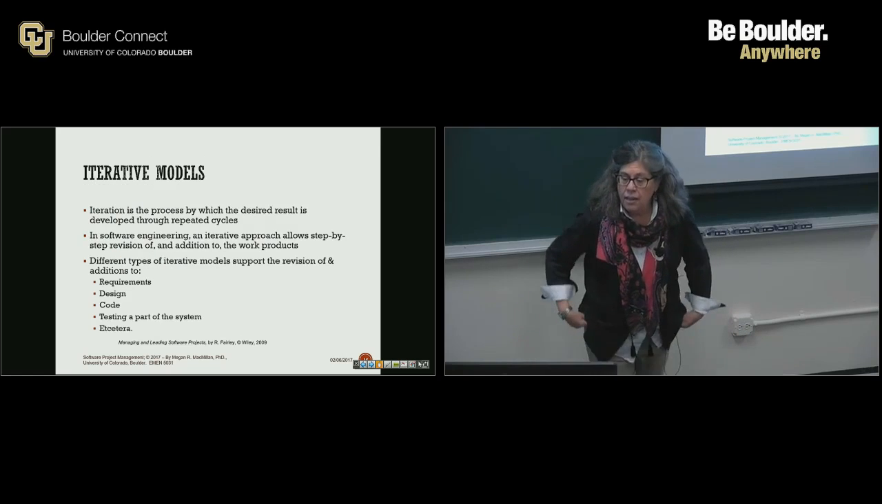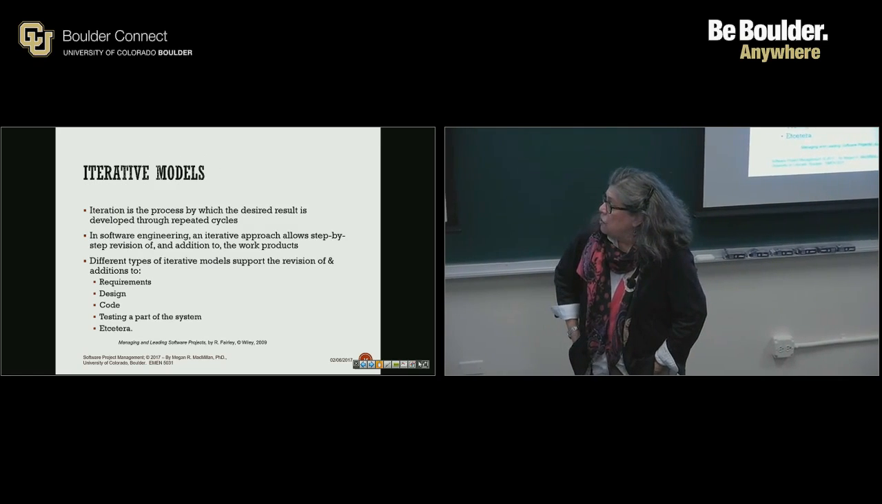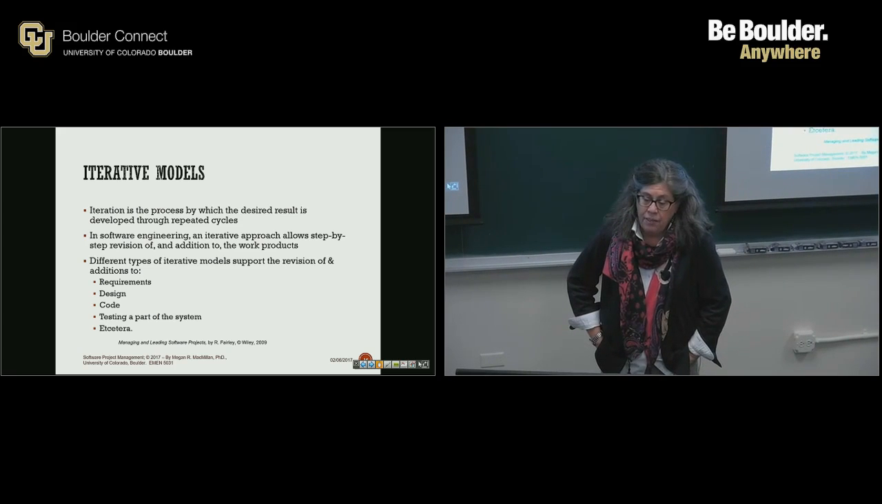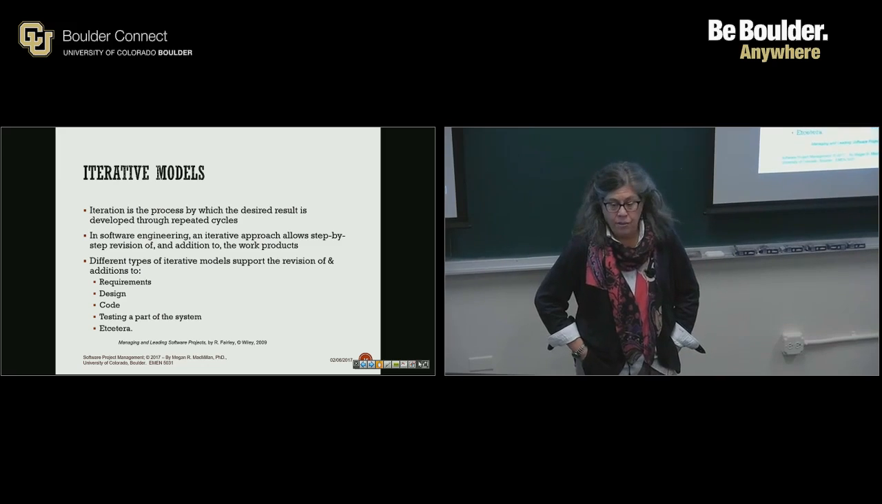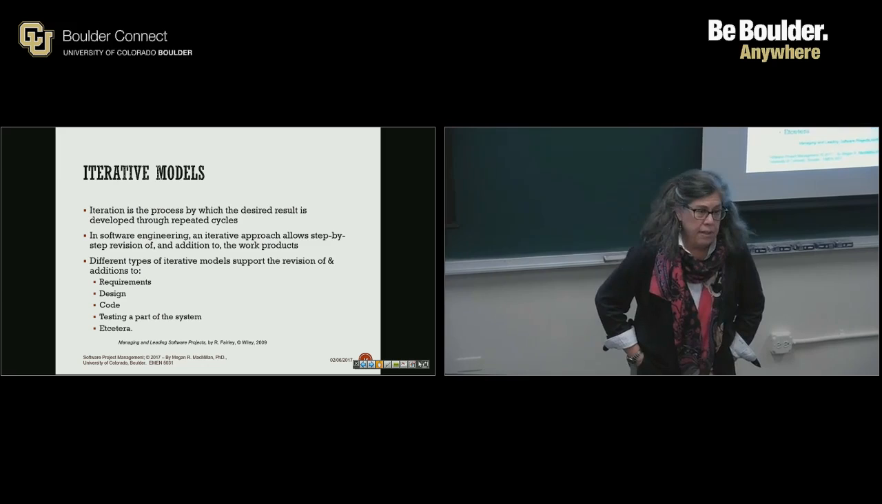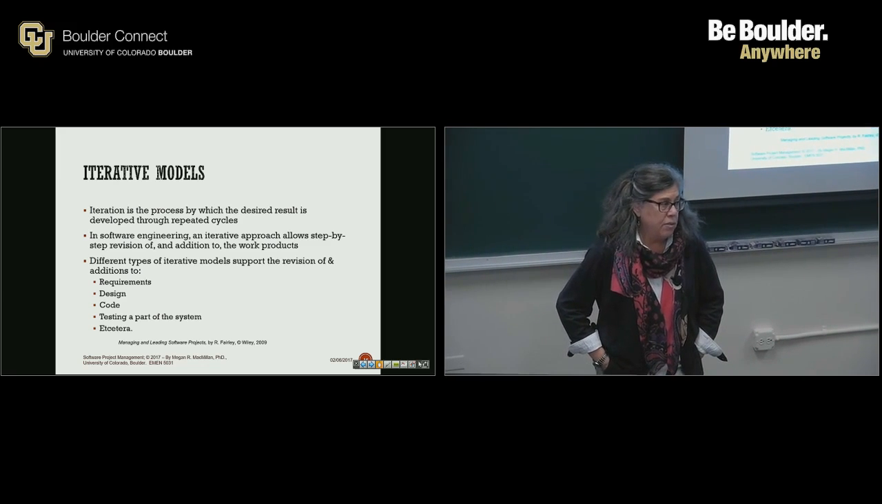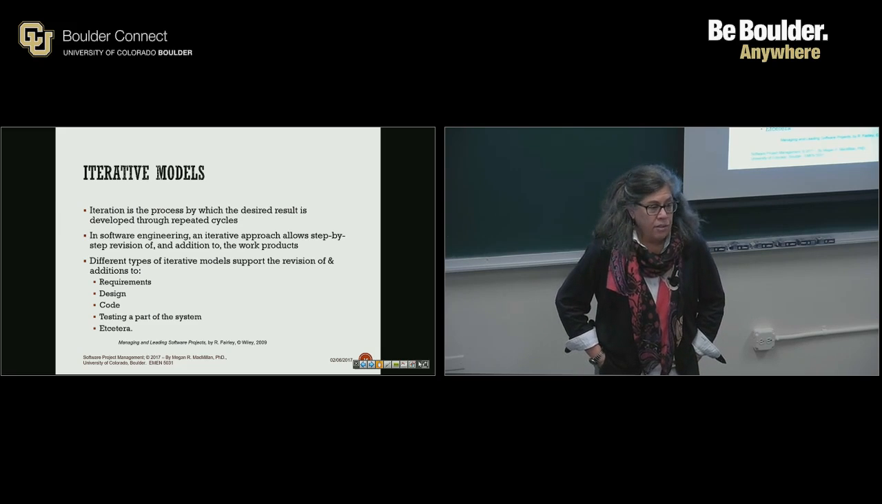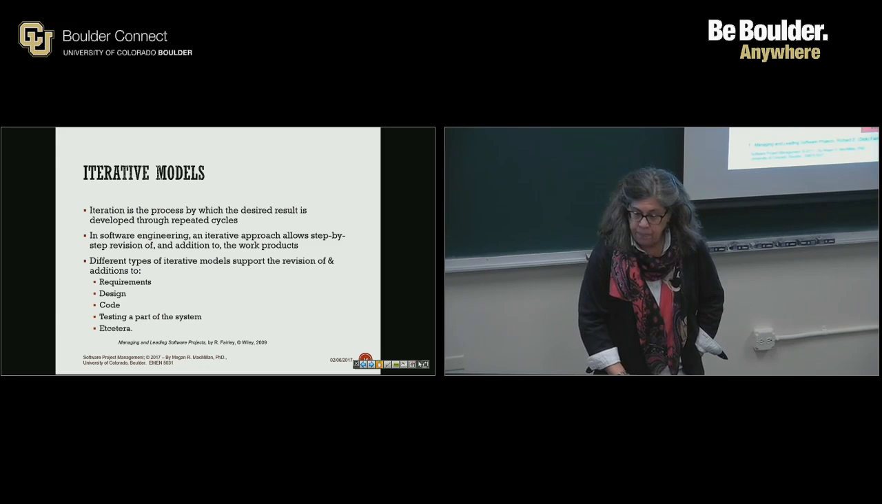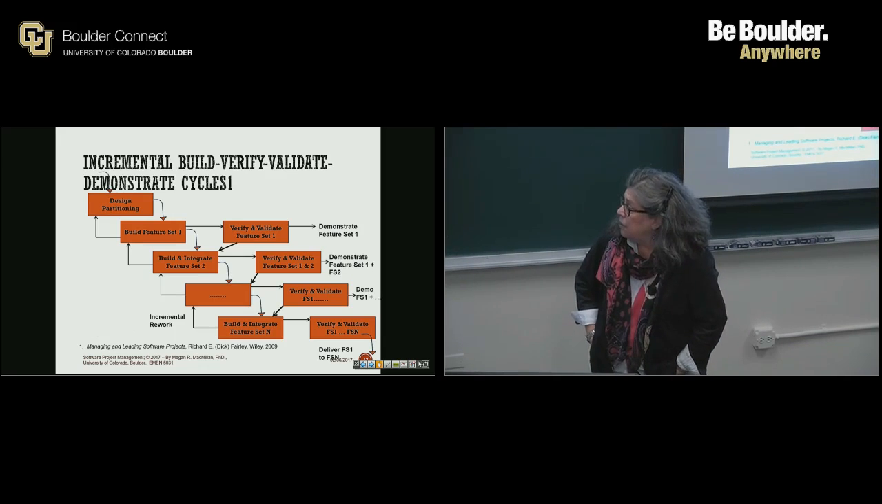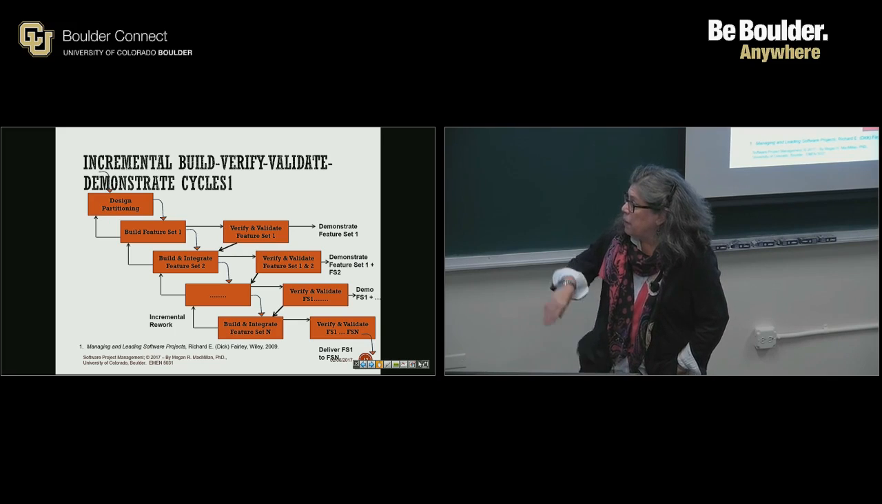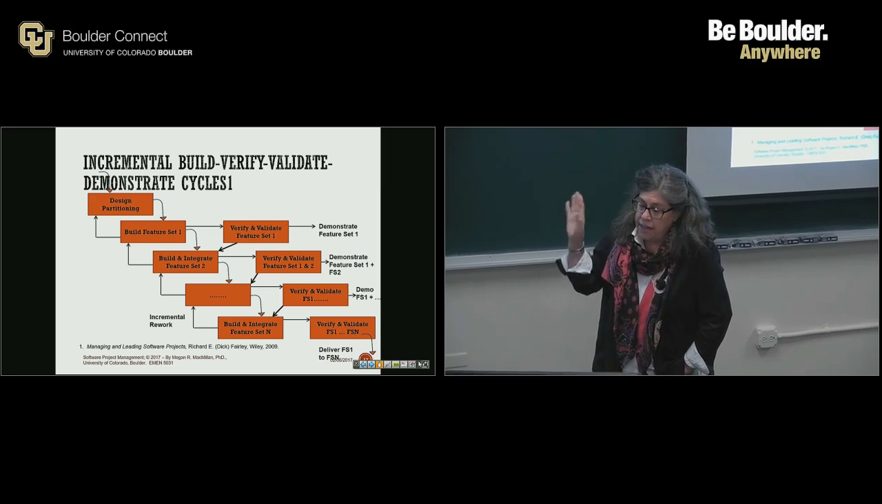Iterative models are repeated cycles. So an iterative approach is step-by-step revision of, in addition to, and it includes those requirements, the design, the code, testing, and everything else. When you do testing in this case, you're going to be testing a lot. It's not just testing the piece you're coding now, but you have to devise a set of tests that's continually testing everything you did. And so you're doing automated tests often for this type of thing. So an incremental build, validate, and verify cycle looks something like this, where you're constantly going back to the level above it, getting things right on each one and verifying it as you go along.